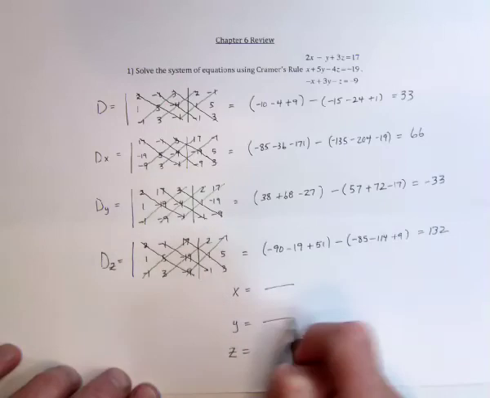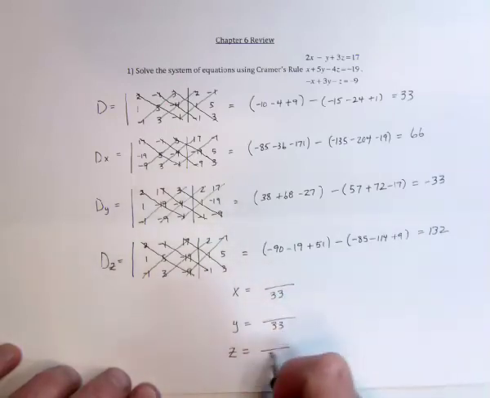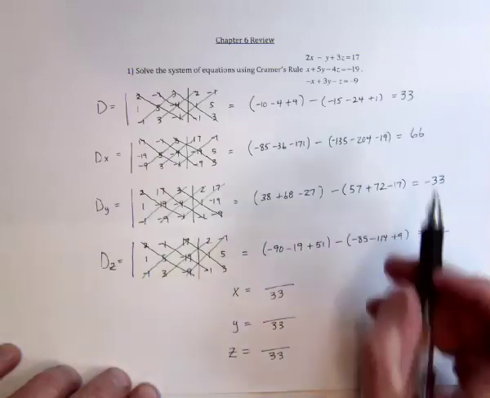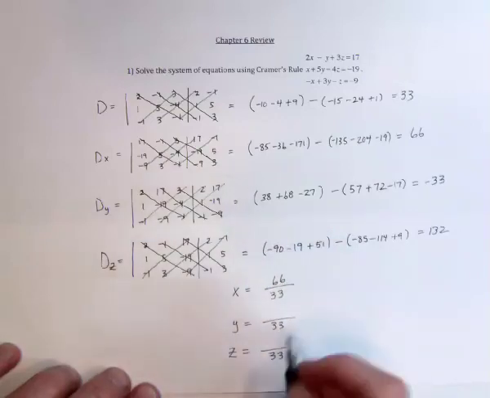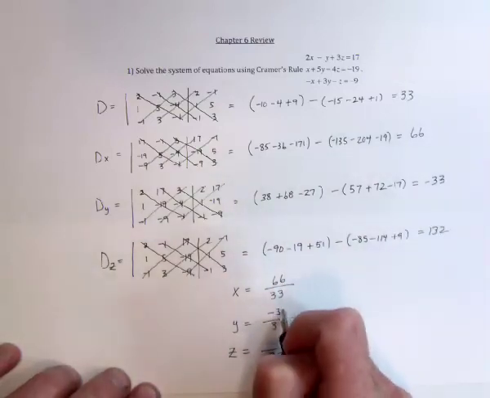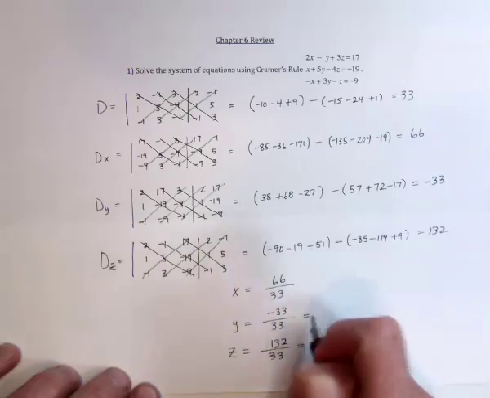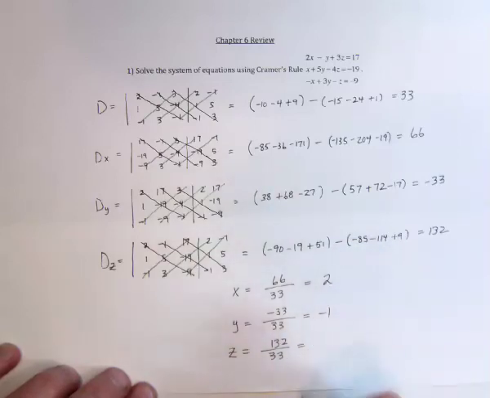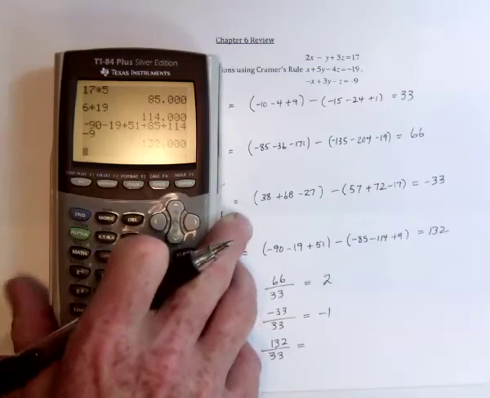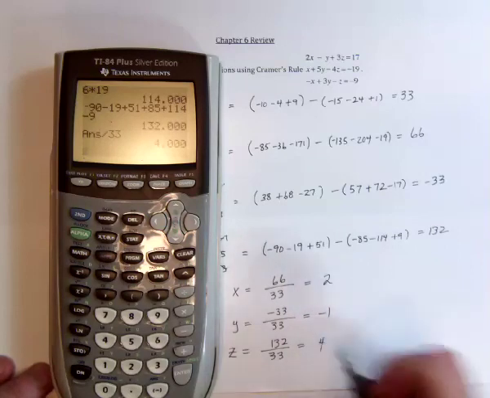And then finally, to get the x, y, and z, well, they're all divided by d, so they're all divided by 33. And then for x, you use dx, so 66 divided by 33. And then y, and then for z, it's 132 divided by 33. And so this is going to be a 2, this will be negative 1, and this will be 132 divided by 33 is a 4.